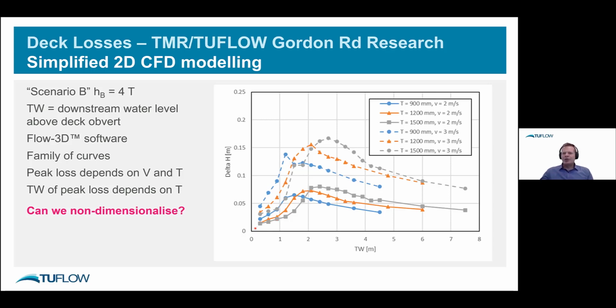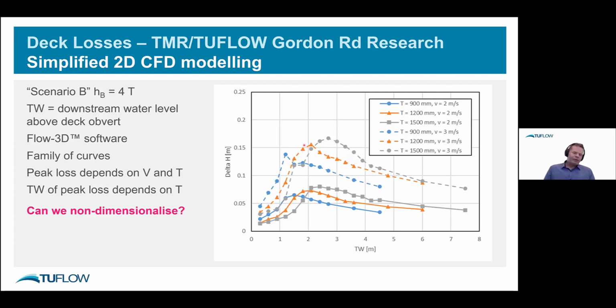Once the water gets above the soffit, the energy loss increases quite rapidly until it reaches a peak. And then once the bridge is really, really overtopped and drowned out, then the energy loss actually falls again after that. What you can see here is that the dashed lines for 3 meters per second are bigger energy loss than for 2 meters per second. And the other thing you can see is that the tailwater at which the peak loss occurs seems to shift to the right for the grey curves, which is a thick bridge deck. So when the bridge deck is really thick, then the energy loss is peaking at a higher tailwater level than for a thin bridge deck.